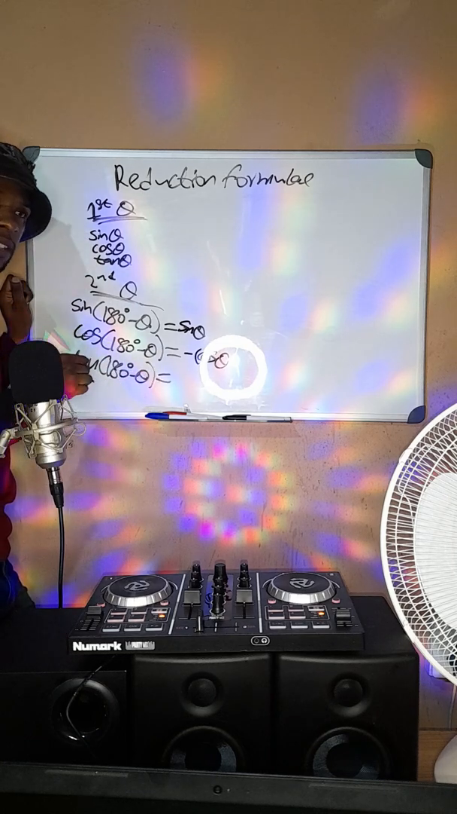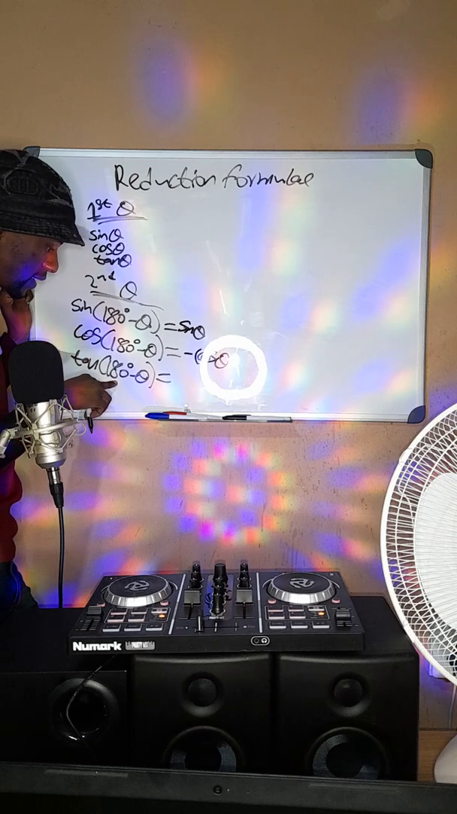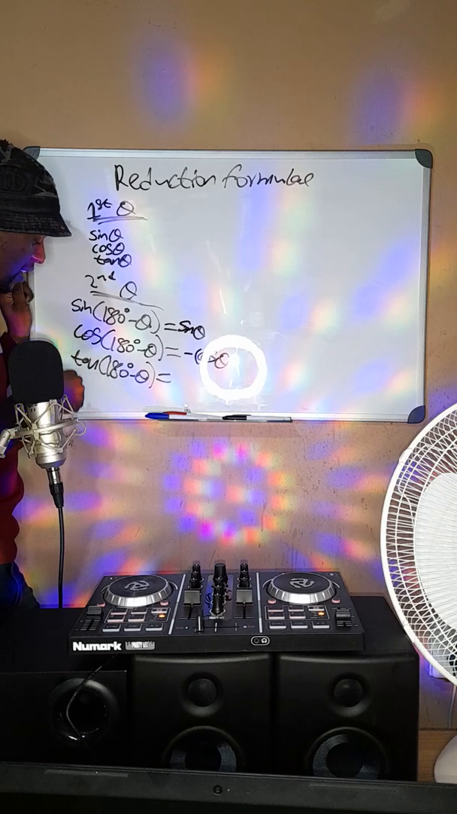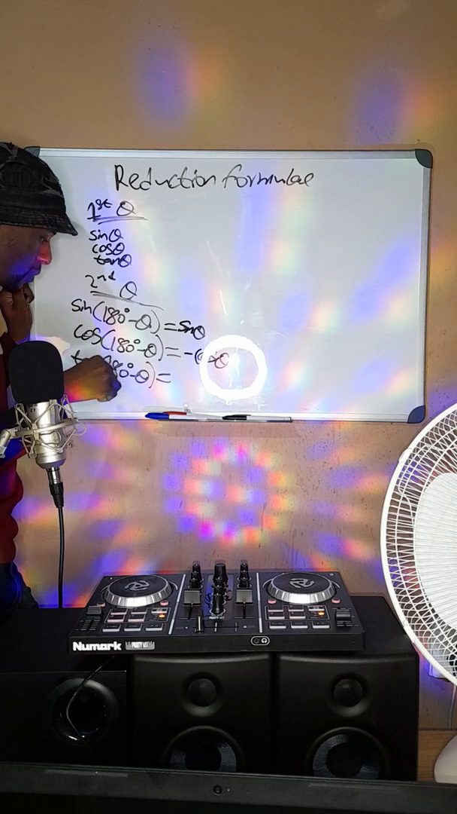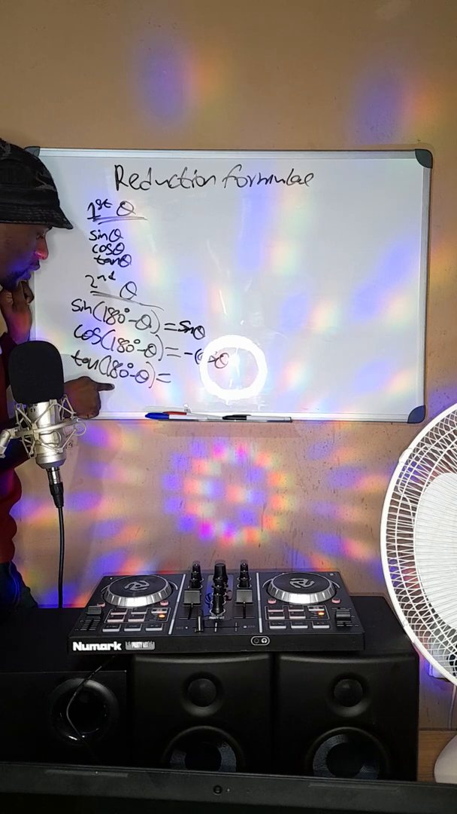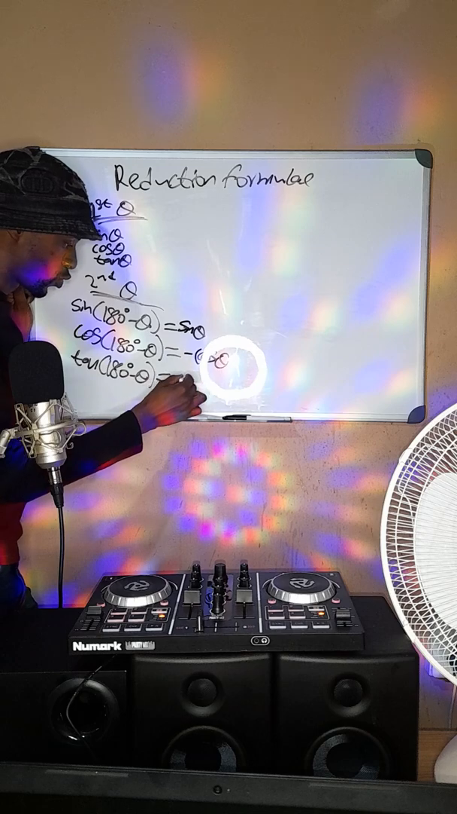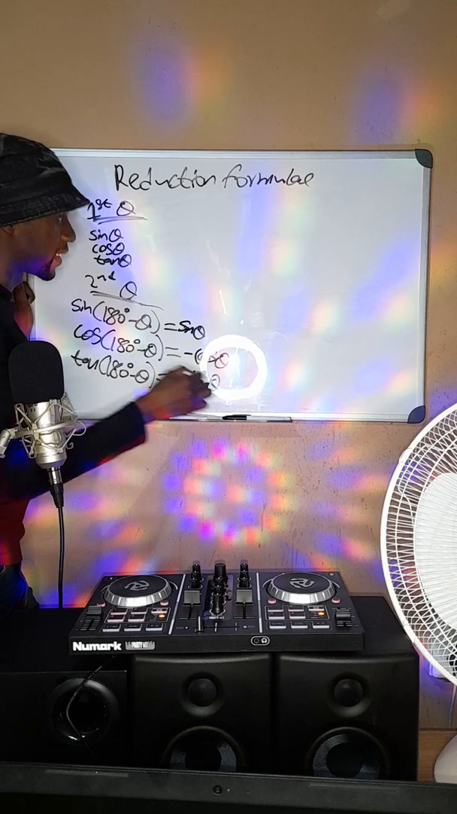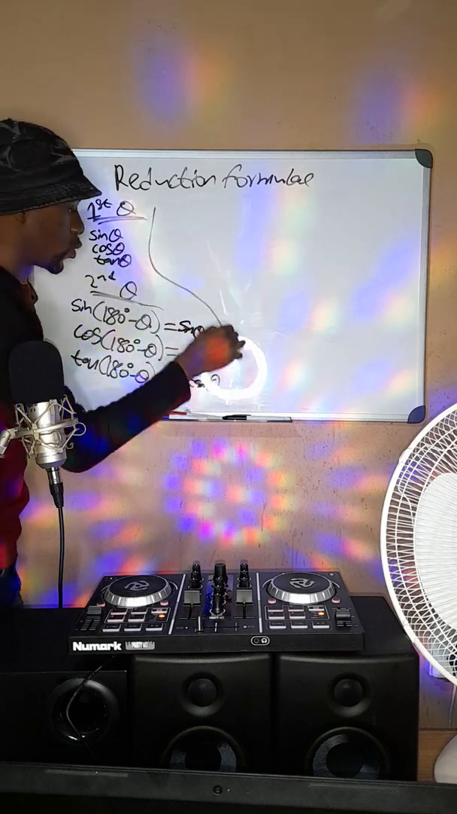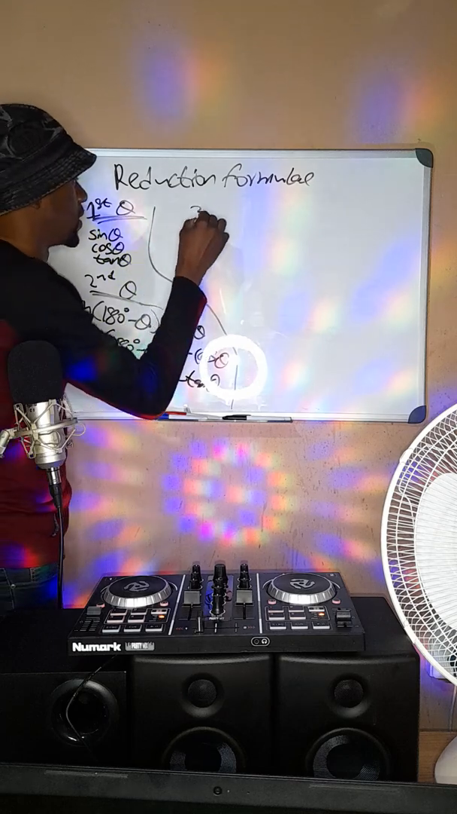Okay, we still ask ourselves the same thing. 180 degrees minus theta falls in which quadrant? We remember very well that it falls in the second quadrant. Then it's going to reduce to negative tan theta there.